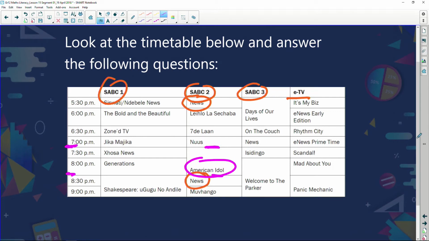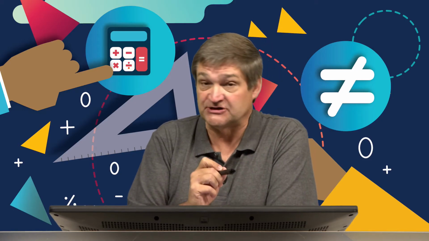So let's just look for it. It's My Biz is over here, and Generations is not here. Where is Generations? Why can't I see Generations? Maybe It's My Biz is somewhere else as well. No, here's Generations, and It's My Biz is at 5:30. Okay, so what he's actually doing is this. He's looking at ETV, and on ETV he's watching It's My Biz. He's then going to change channels and watch Generations. And Generations is on SABC 1.